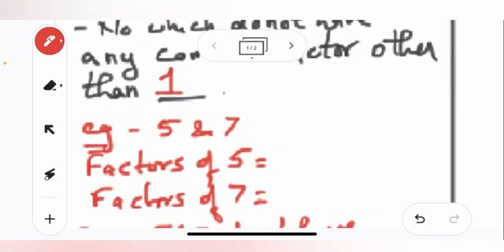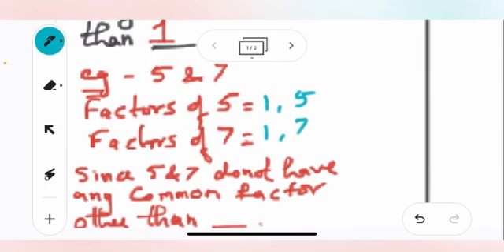So let us see one example here. Now if I see 5, 5 comes in the table of 1 and 5. If you see factors of 7, 7 comes in the table of 1 and 7. So if you see the common factor in these two numbers, 5 and 7, it is only 1. So 1 is only common in 5 and 7, and hence we say that 5 and 7 are co-prime numbers because they don't have anything else in common.